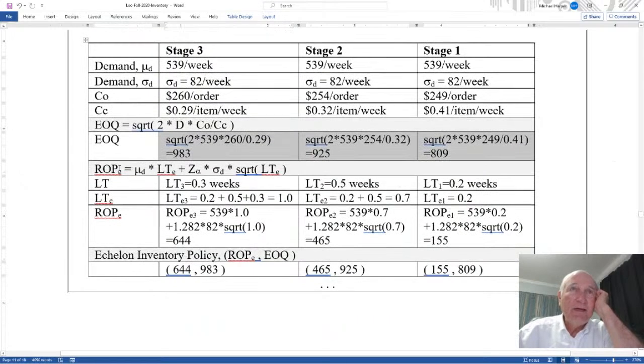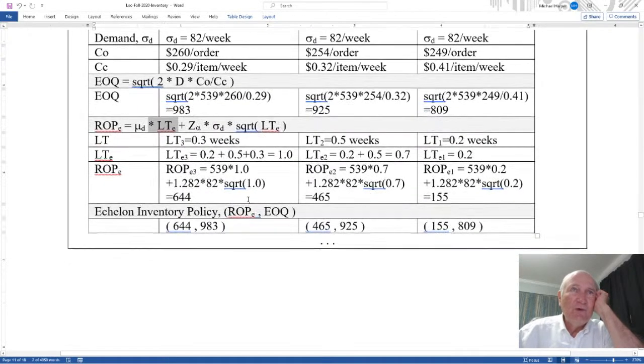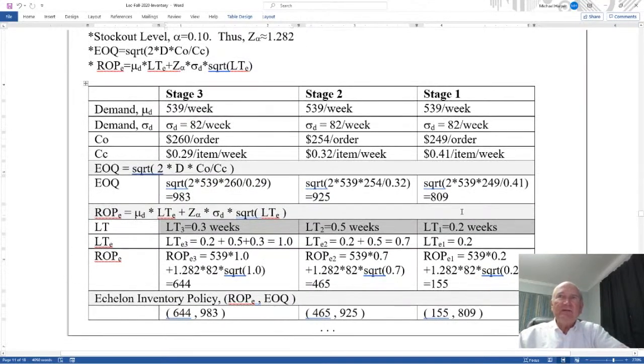Now the echelon ROP uses the echelon lead time. The lead time for stage 1, 2, and 3 is 0.2, 0.5, and 0.3 weeks. That means the lead time from stage 1 to stage 2 is 0.2 weeks. From stage 2 to stage 3 is 0.5 weeks. From stage 3 to its supplier is 0.3 weeks.